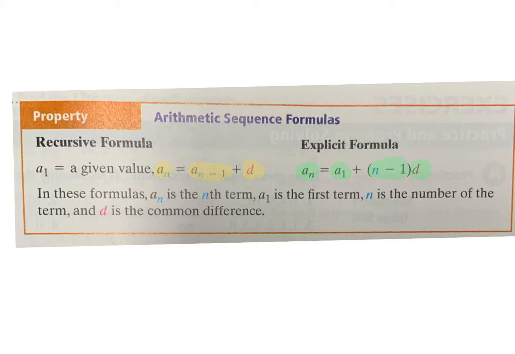So a sub n is the nth term, a sub 1 is the first term, n is whatever number you're talking about, and d is the common difference. So you need to know these formulas for an arithmetic sequence.